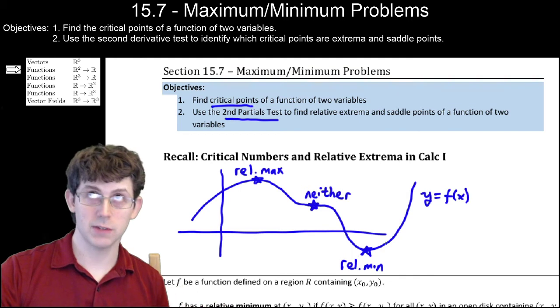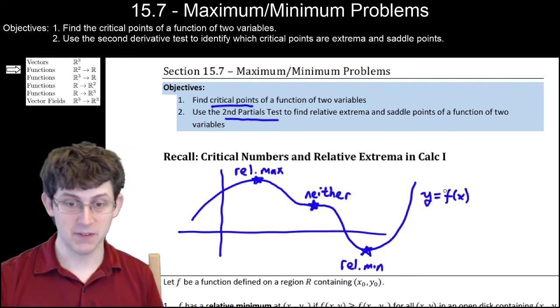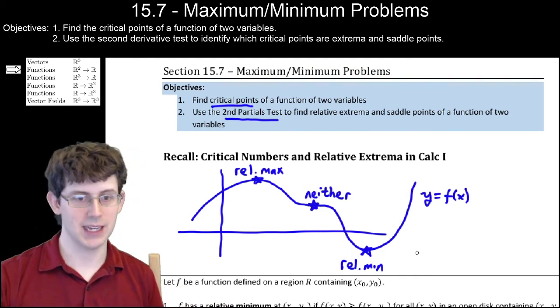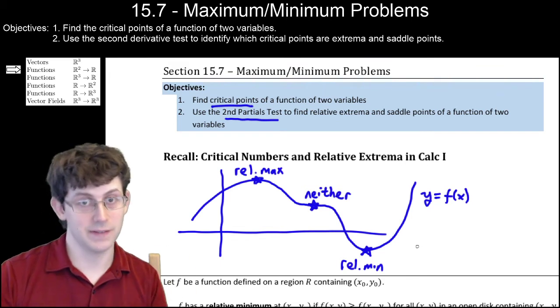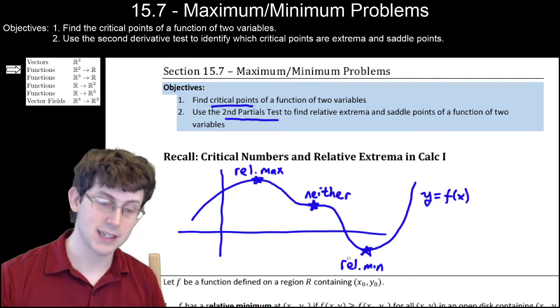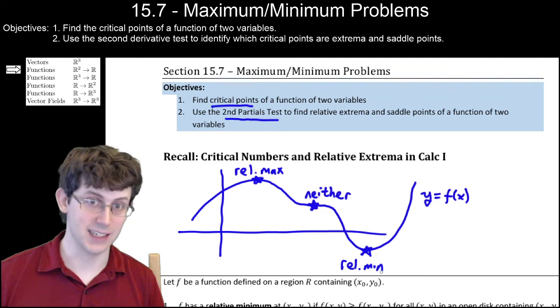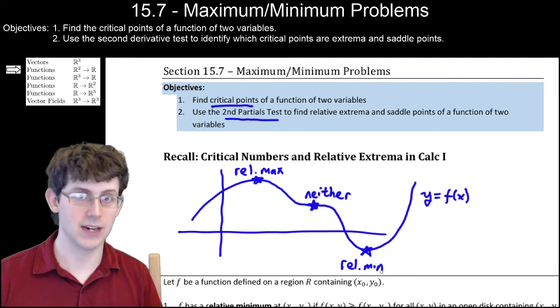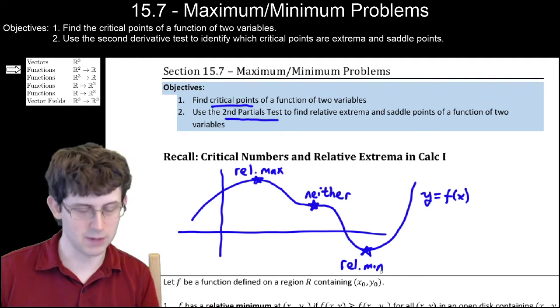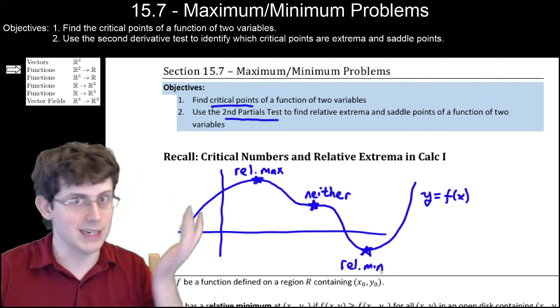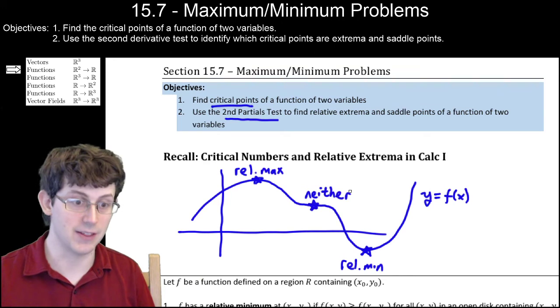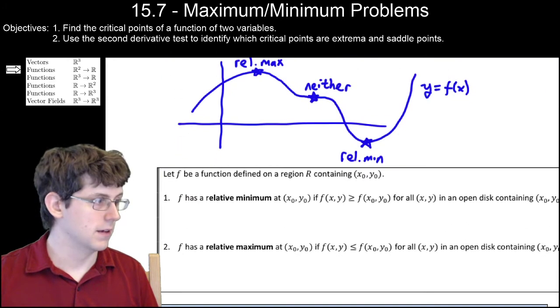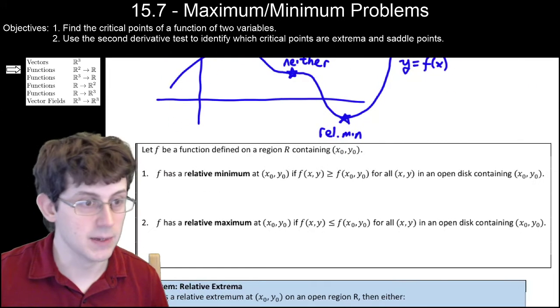So what we would do if we were trying to find all the maximum and minimum values in Calculus 1 is we would take the derivative, set it equal to 0, or find where it didn't exist to get the critical points, and then those critical points were the candidates for the extreme values. Then we needed to use some kind of test to figure out which ones were maximums, which ones were minimums, and which ones we needed more information about or were possibly neither. The outline is just going to be exactly the same in this class.